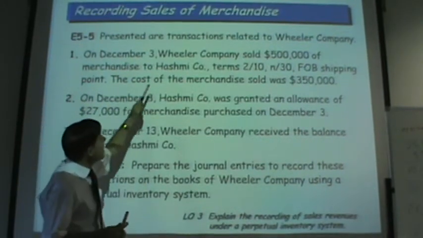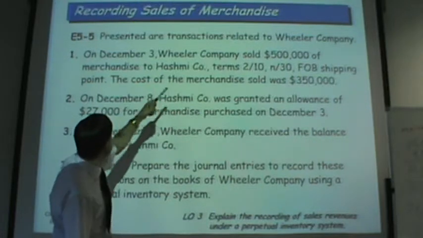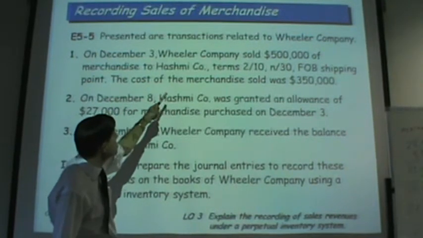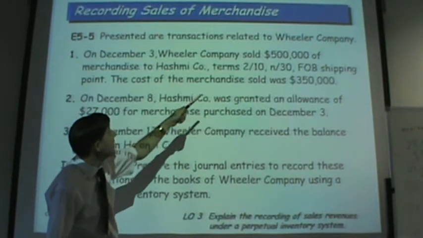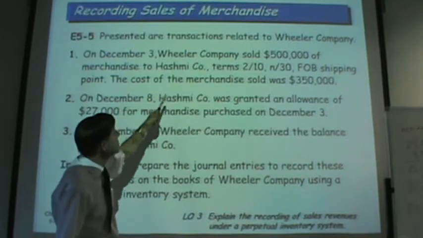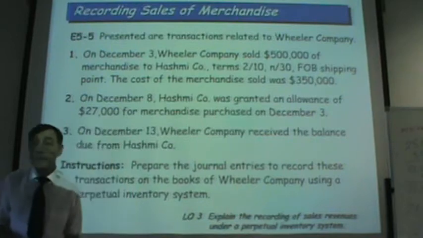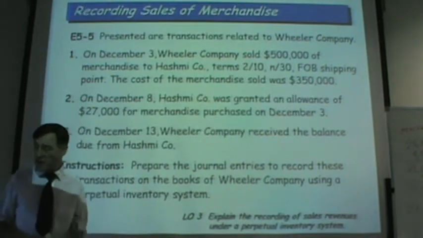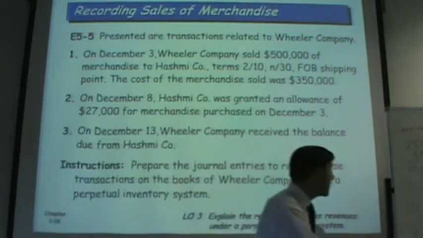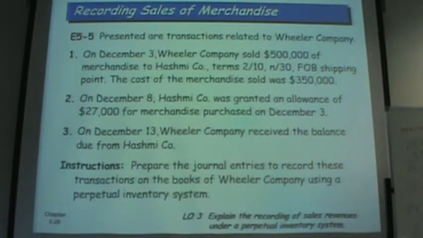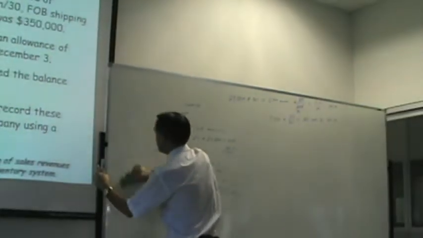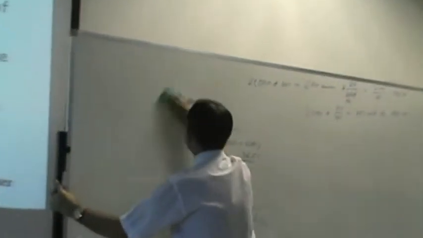So, Wheeler Company sold $500,000 of merchandise to Hashmi, terms 2/10, n/30. The cost of merchandise was $350,000. So, you will have now, let me get this up right here. And we're going to check later on. You have it over there.